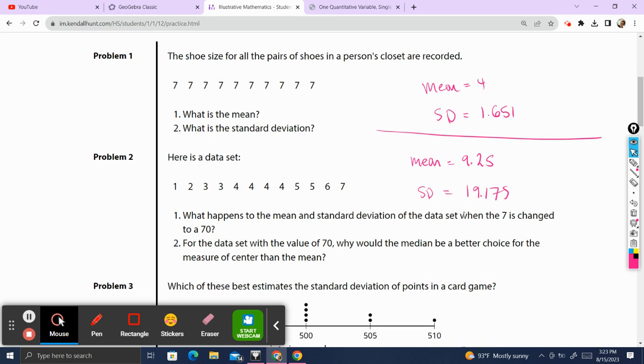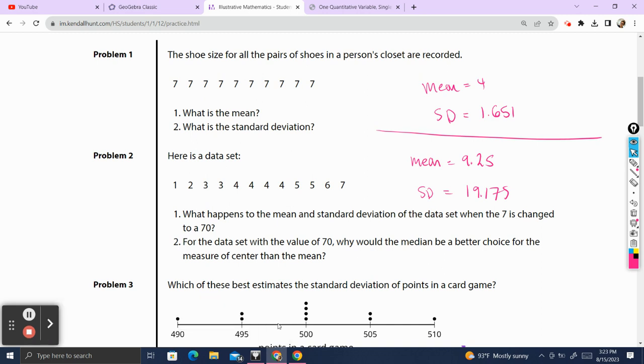away from the mean. For the data set with a value of 70, why would the median be a better choice for the measure of center than the mean? Well, our median we know is somewhere around the middle. Even if we change the 7 to 70, our median is still going to stay somewhere around the middle. So the median, which is a measure of center, doesn't actually change when we change the 7 to 70, in comparison to the mean, which switched to 9.25, which is way bigger than all the original values of the data set. So the median, which isn't so susceptible to getting pulled by an extra value that's way different, or an outlier, is a more accurate way of measuring center, so therefore the median would be better.